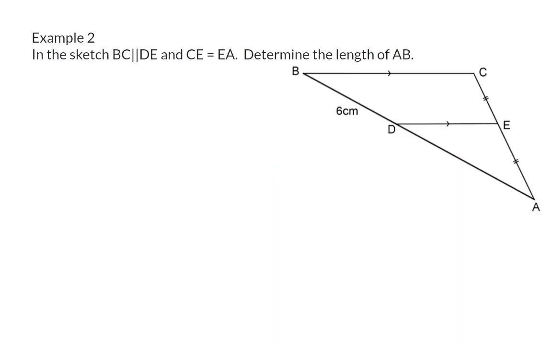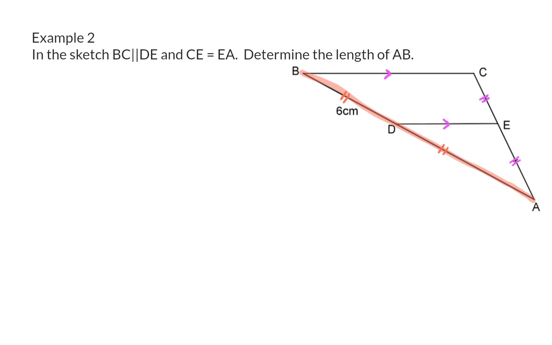Example 2. In the sketch, BC is parallel to DE and CE is the same length as EA. In this case, we then have our converse midpoint theorem, and we can accept that BD will be the same length as DA. The question here is to determine the length of AB, and to do that, I'm going to start off writing down my converse midpoint theorem.